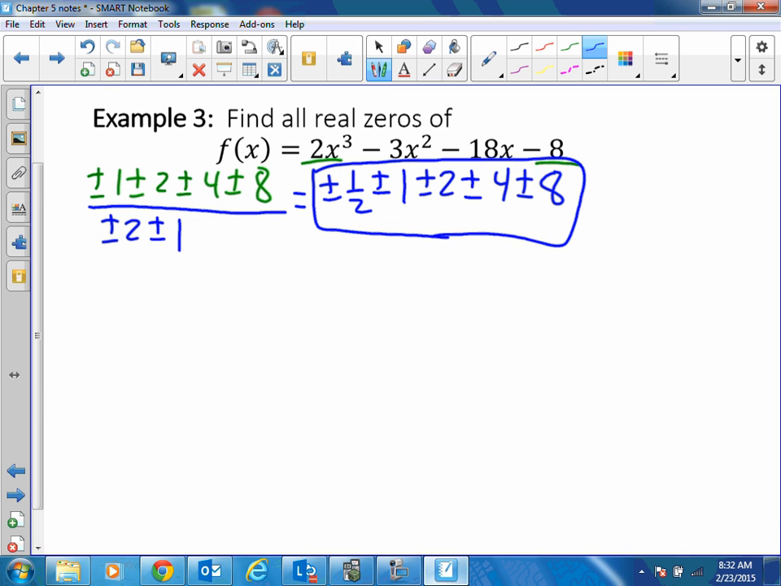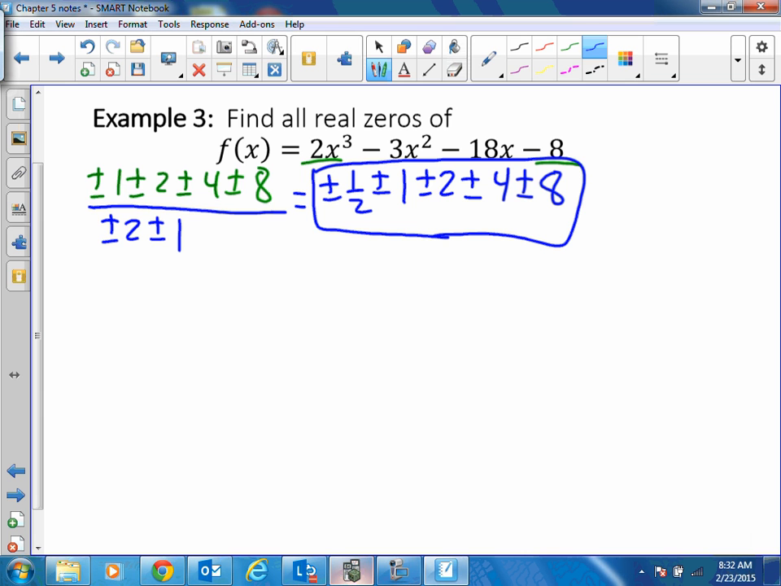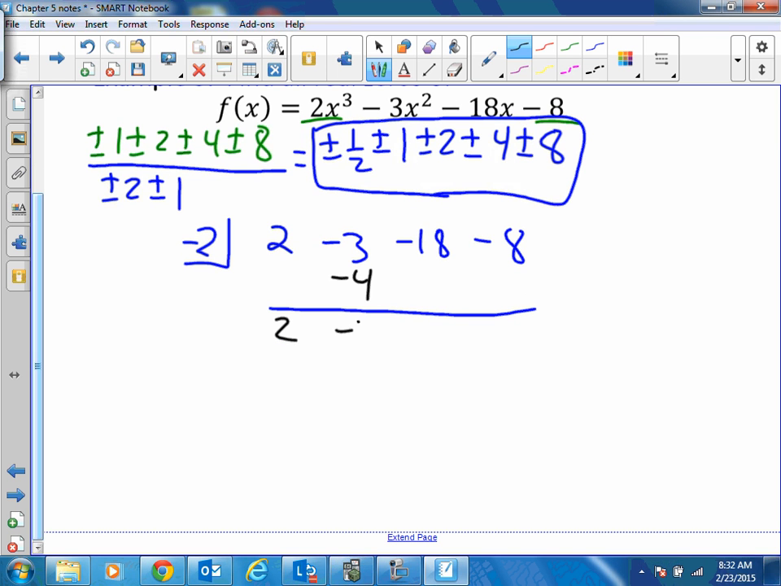Okay, so you can use any of those that you want to solve for your rational zeros. I think I'm going to use -2 just because I want to, but you can pick -1/2, you can pick 4, and they'd all work out. So if we use -2 as a factor, we're going to do 2, -3, -18, -8. So if we bring down the 2, that makes -4, -7, that makes 14, that makes -4, that makes 8, and that makes 0, so it does check out.